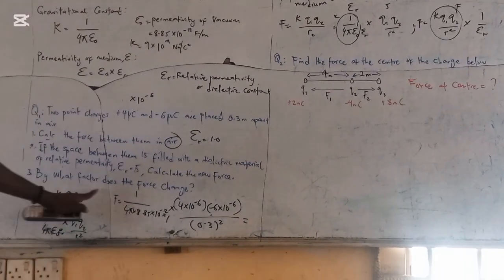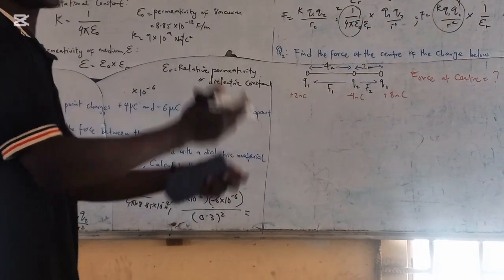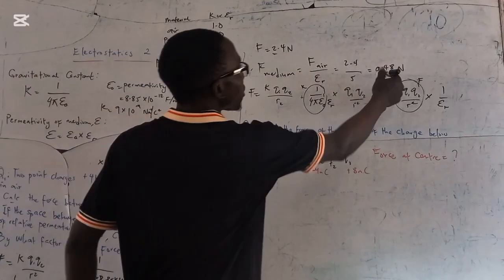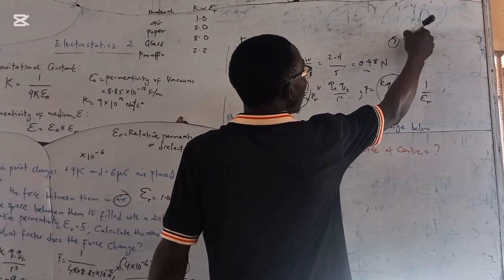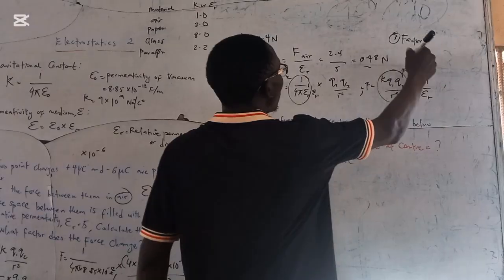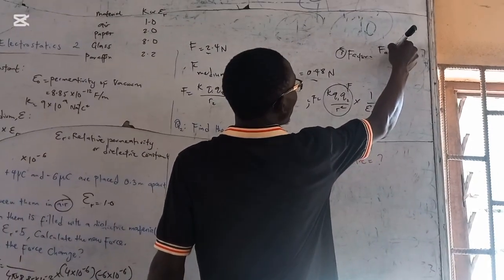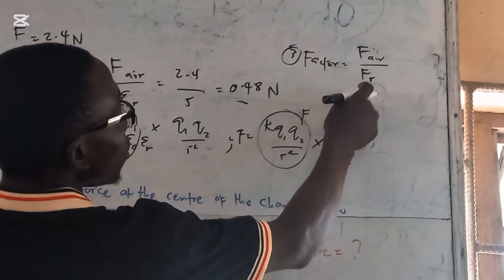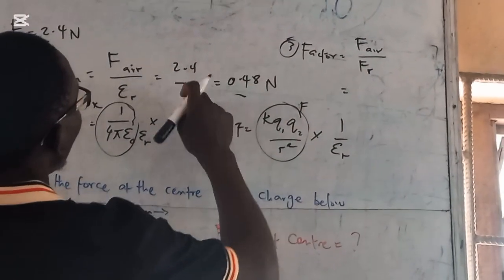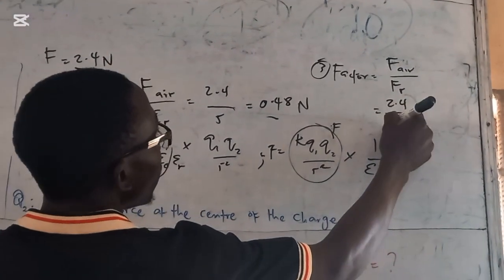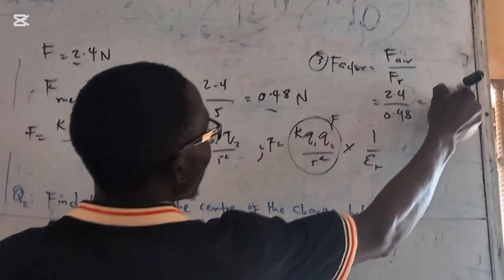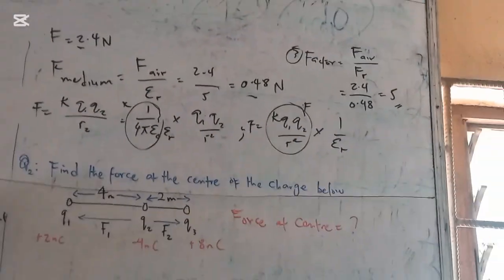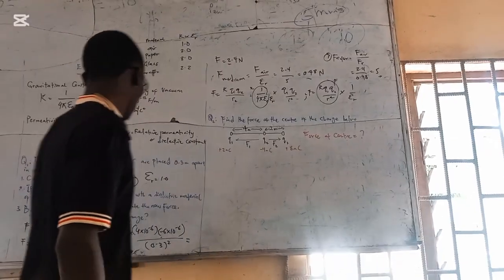Now lastly, by what factor does the force change? That is when we relate two forces together. So it's going to be the ratio of the first force that we got over the second force. So the factor is going to be the force of A over the force with the relative permittivity, the second one. So that's going to be 2.4 over 0.48, and that's 5. That means the force decreased 5 times. So that's the final answer for this.